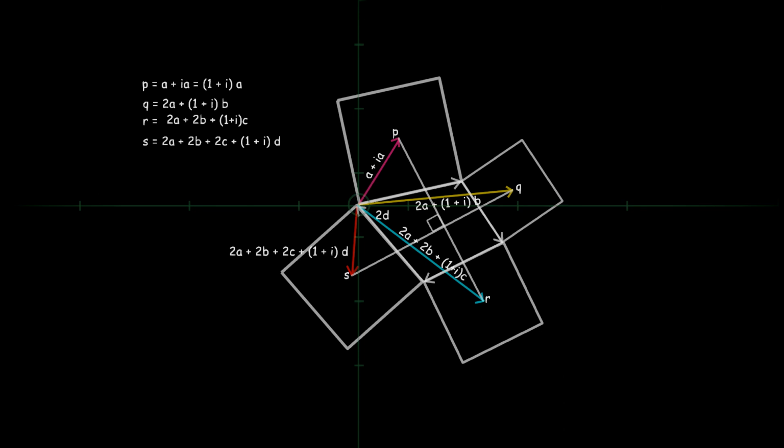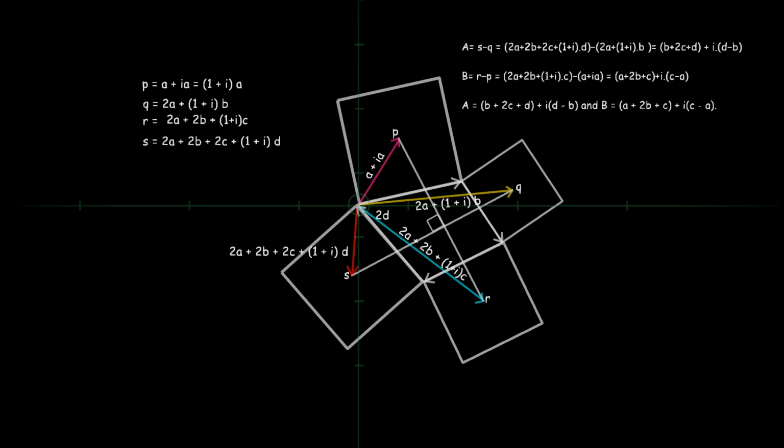The complex numbers a equals s minus q, from q to s, and b equals r minus p, from p to r, are therefore given by these expressions. We wish to show that a and b are perpendicular and of equal length. These two statements can be combined into the single complex statement b equals ia, which says that b is a rotated by pi over 2.